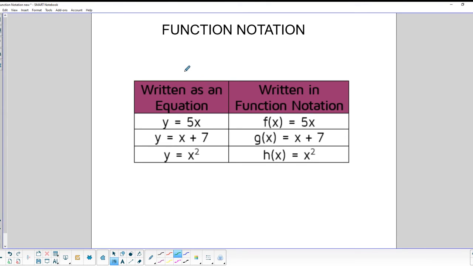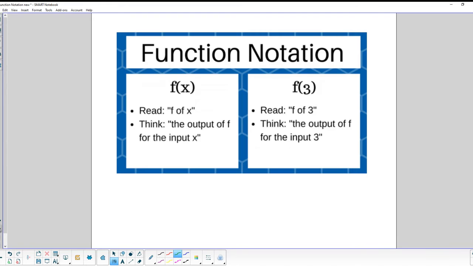So when the equation used to be written as y equals 5x, now we'll write it as f of x equals 5x. Y equals x plus 7, you could write any one of a number of letters, but g of x equals x plus 7, or y equals x squared, you can change this to h of x equals x squared. And quite often the letter that you put in there may have something to do with what it is that you're looking for with this function. So that's what we call function notation.